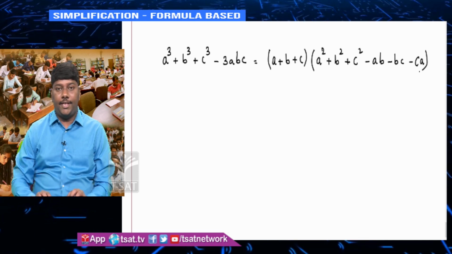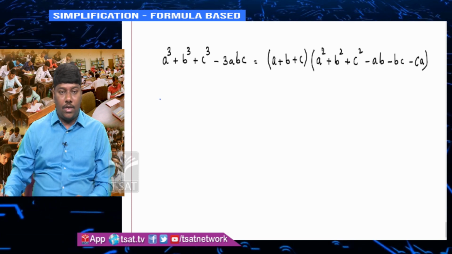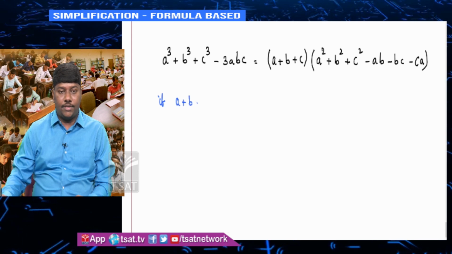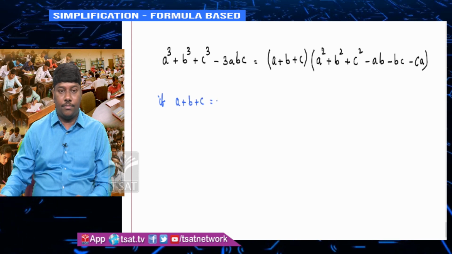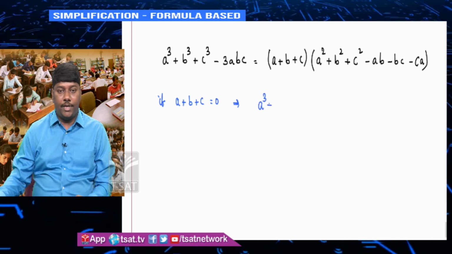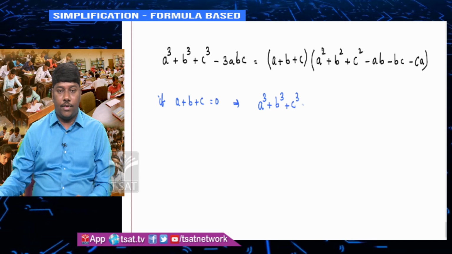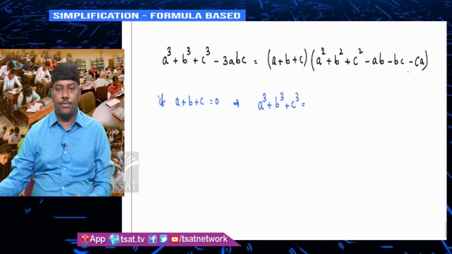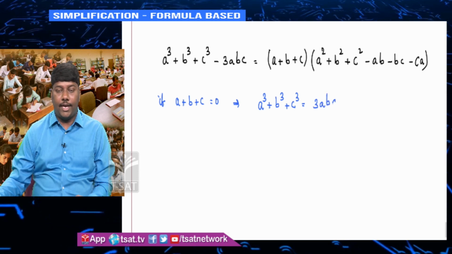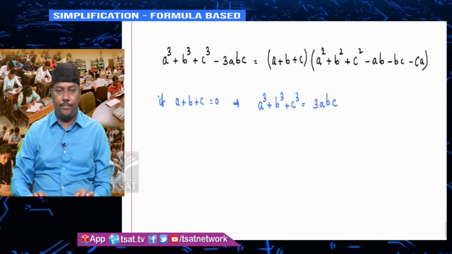From this you can actually derive a number of formulas, such as if A plus B plus C is equal to 0, then you can simply say A cube plus B cube plus C cube is equal to, this entire term becomes 0, therefore it is equal to 3 into ABC. But choose A, B, C carefully. If there is a negative sign, choose the negative sign as well.